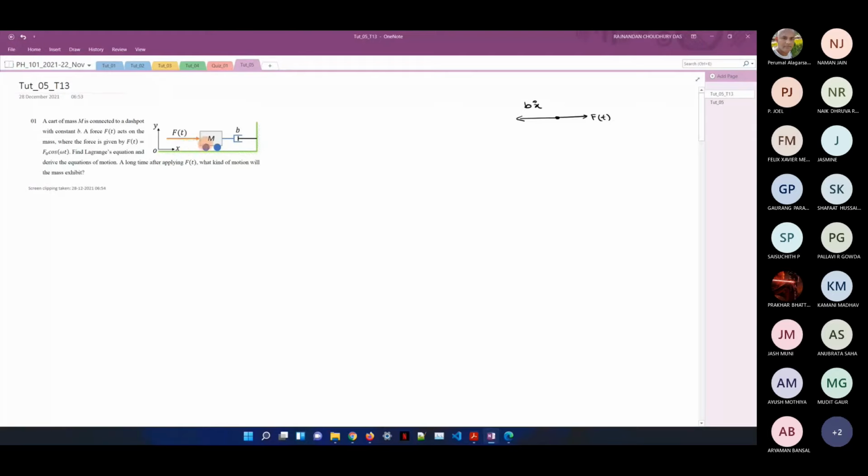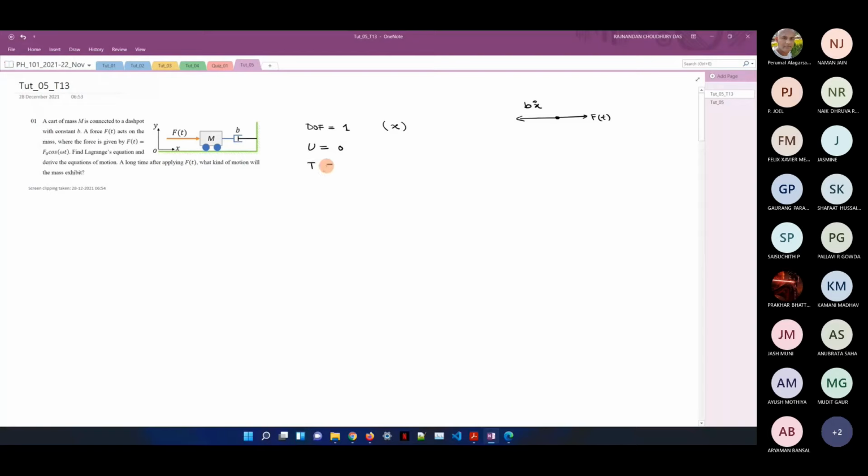Oh, before that, what is the degree of freedom of this problem? Anybody? One. One, because it's only allowed to move in x direction. So we will be considering x as generalized coordinate. So let us write the potential. What will be the potential? No spring, no gravity is also fixed. So this will be zero only, some constant.